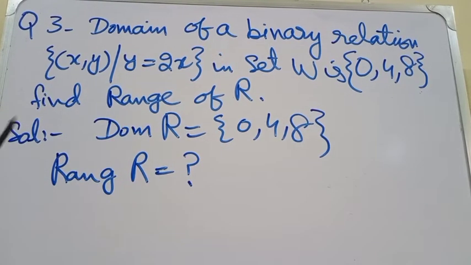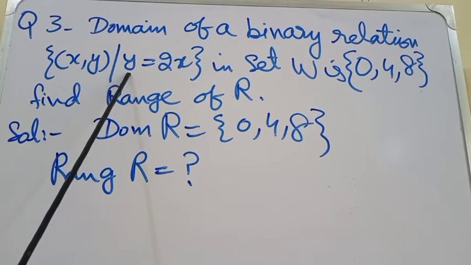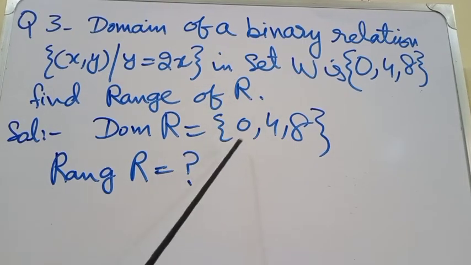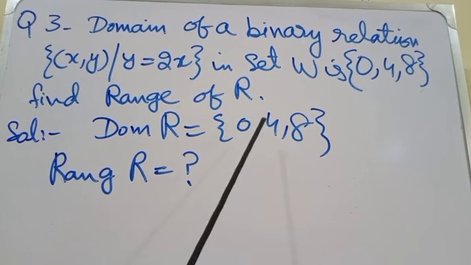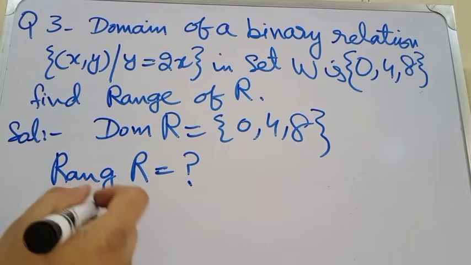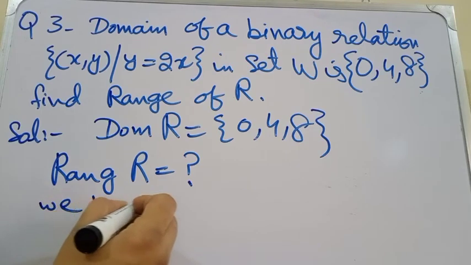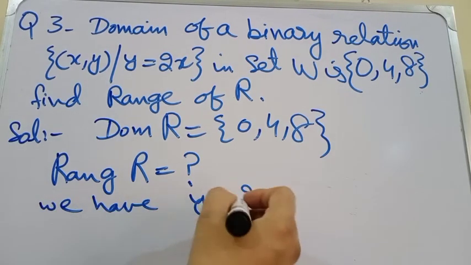We have here a condition: all elements y are in the form of 2x. So we check all x in this condition. First, we have y is equal to 2x.